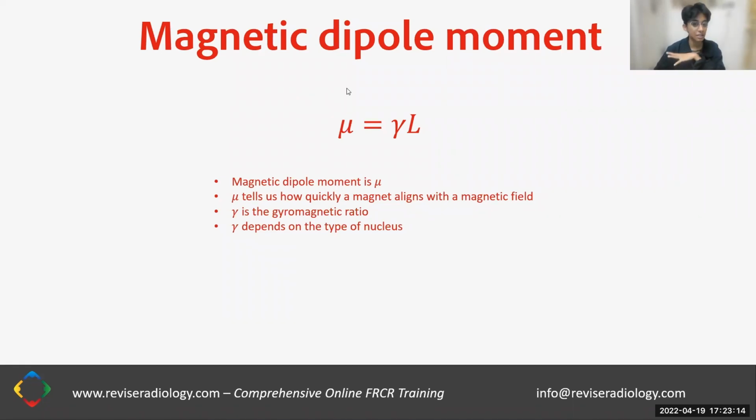The term on the other side of the equation is L, which we're already familiar with. L is the angular momentum, which is a measure of the spin. And then there's another factor called gamma. And gamma here is the gyromagnetic ratio. So the gyromagnetic ratio is a fundamental property of the type of nucleus, and it's a fixed number. So what we've understood so far is the proton behaves like a magnet. It behaves like a magnet because it's spinning, and how quickly it aligns with an external magnetic field depends on its spin, which is measured using its angular momentum.